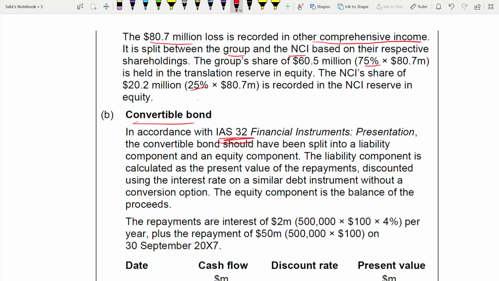It is about presentation. That means how do you present this, as equity or a liability? Sometimes it's mixed. A convertible bond is a mixture of equity and debt. So you have to split it into a liability component and an equity component. This convertible bond has both components currently, but you individually want to know what is the liability component and what is the equity component.